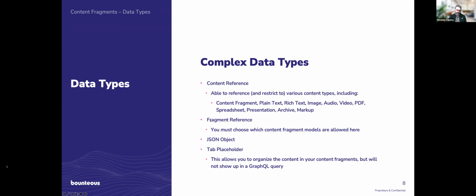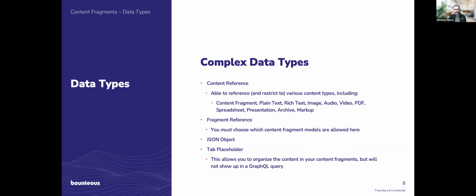Fragment references, like I just mentioned, you can use them, but you do have to choose which kind of models are allowed there. So you can specify that when you're going through in the content fragment model editor. And there's different types that you can choose. Any of the ones that you make, you're allowed to choose. And it just allows you to restrict and make sure that the right things are being put in there, which is nice. JSON object is self-explanatory for anyone who uses JSON.